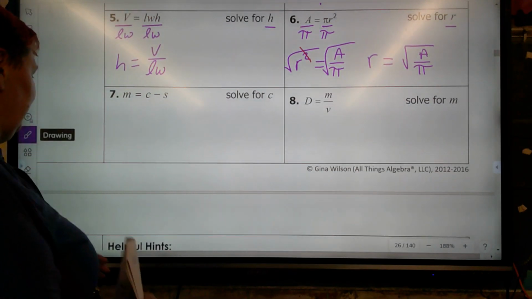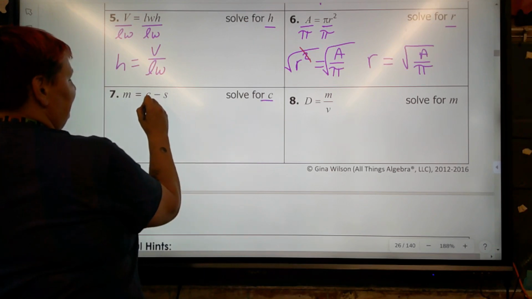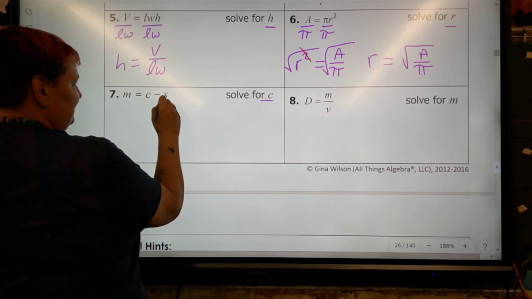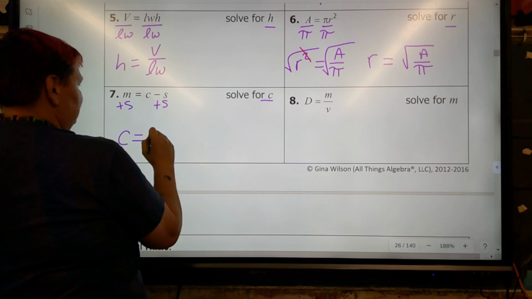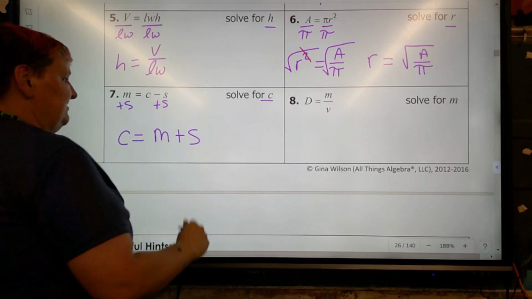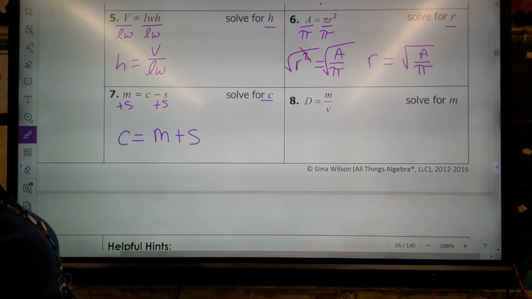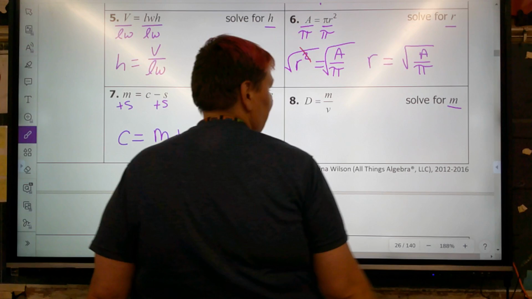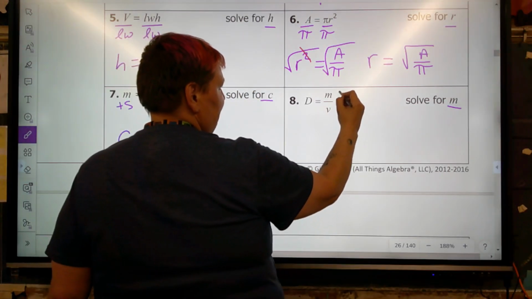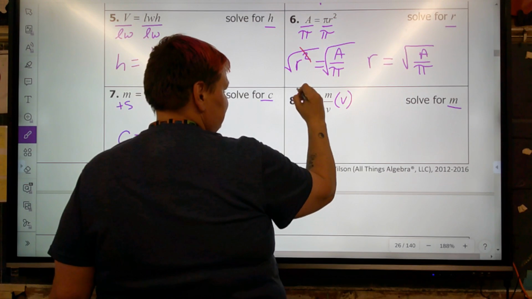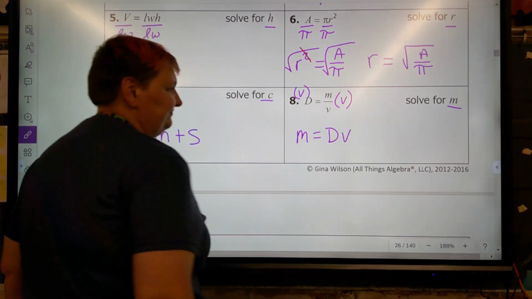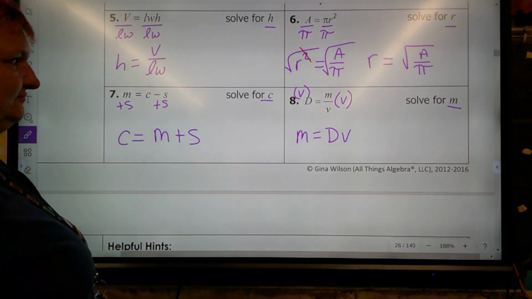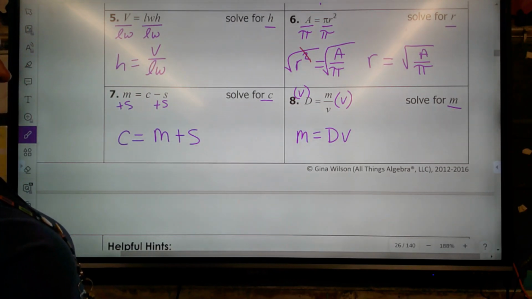Alright, and then solve for C. It's C minus S. So let's add S to both sides. We're left with C equals M plus S. Solve for M. We got to get rid of this divided by V. We're going to multiply both sides by V. We're left with M equals dV. Miles, distance, and velocity? I don't know.